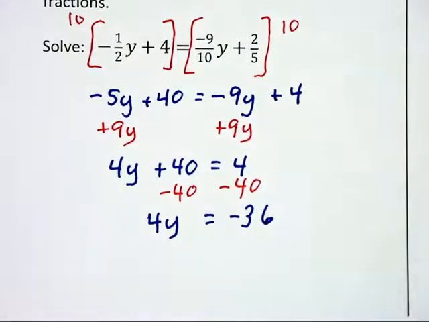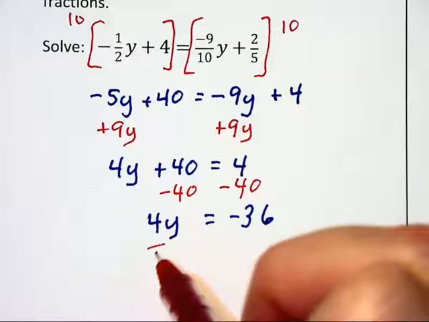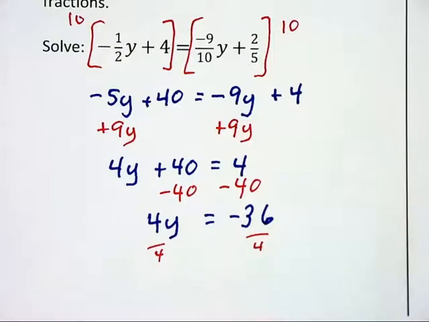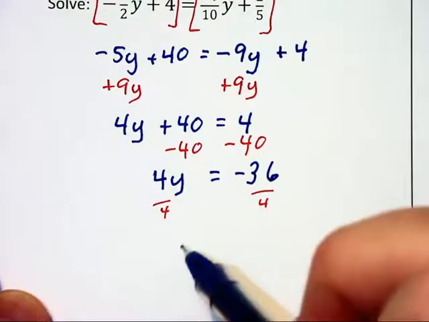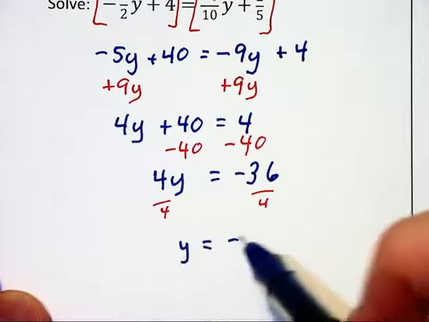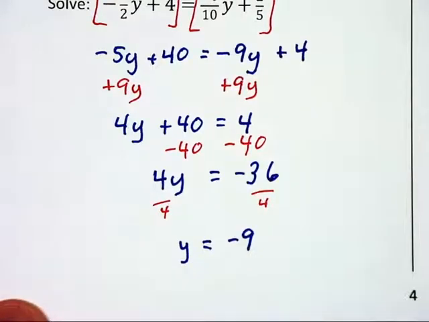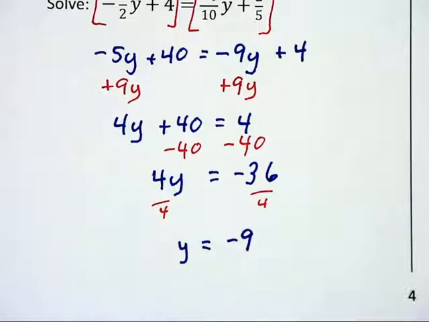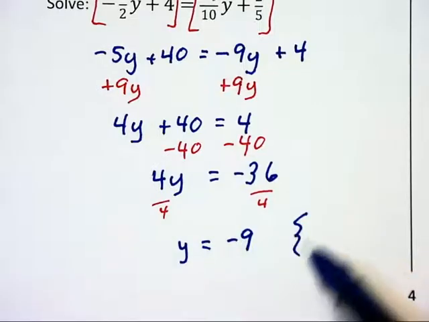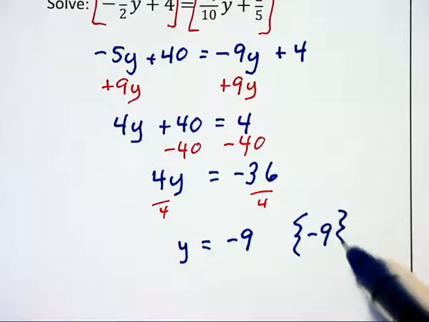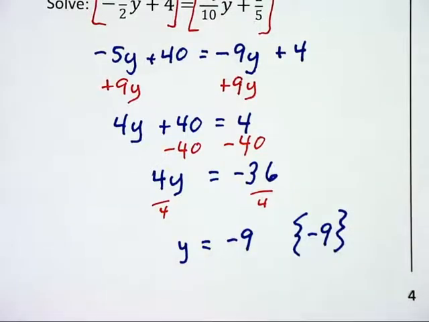And dividing each side by 4 gives us negative 9 as our solution to this equation. Notice I'm using the word solution, not answer. Equations have solutions, and negative 9 is our solution set. Sometimes it is actually written as a solution set using the set notation.